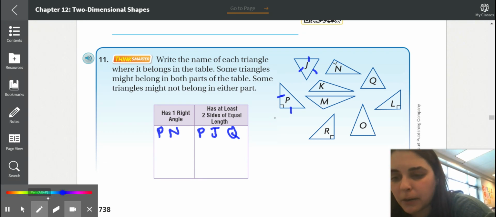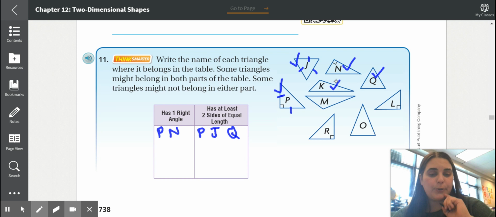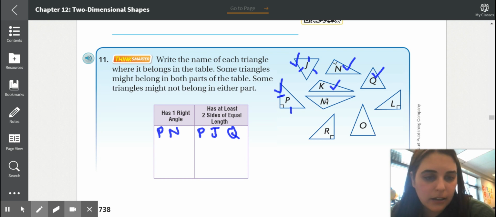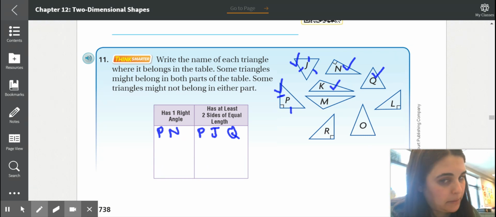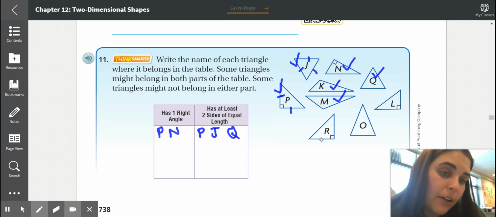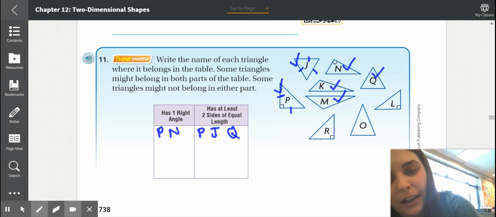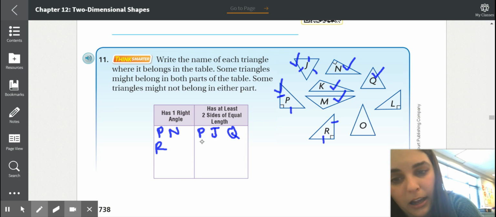And I'm going to put a little check mark next to the ones that we've done or looked at, so we don't need to go back and do it twice. Let's look at triangle M. Does triangle M have any right angles? No. Does it have any sides that are also the same length? No. Let's look at R. Does R have any right angles? If you are saying yes, you're correct. And does it have any sides that are the same length? Yes, those two look like they are the same length.